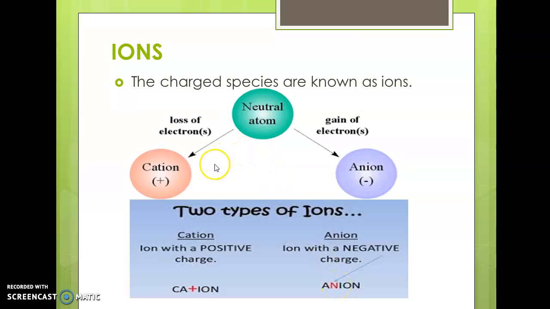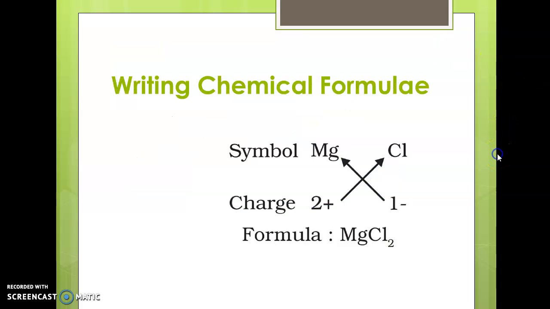Now, how are cations formed? By loss of electrons. How are anions formed? By gain of electrons. If you keep on borrowing from someone, if you keep on gaining from someone, it's a negative character. So anions are formed. If you just give to others, it's a positive nature. Loss can also be said as giving.